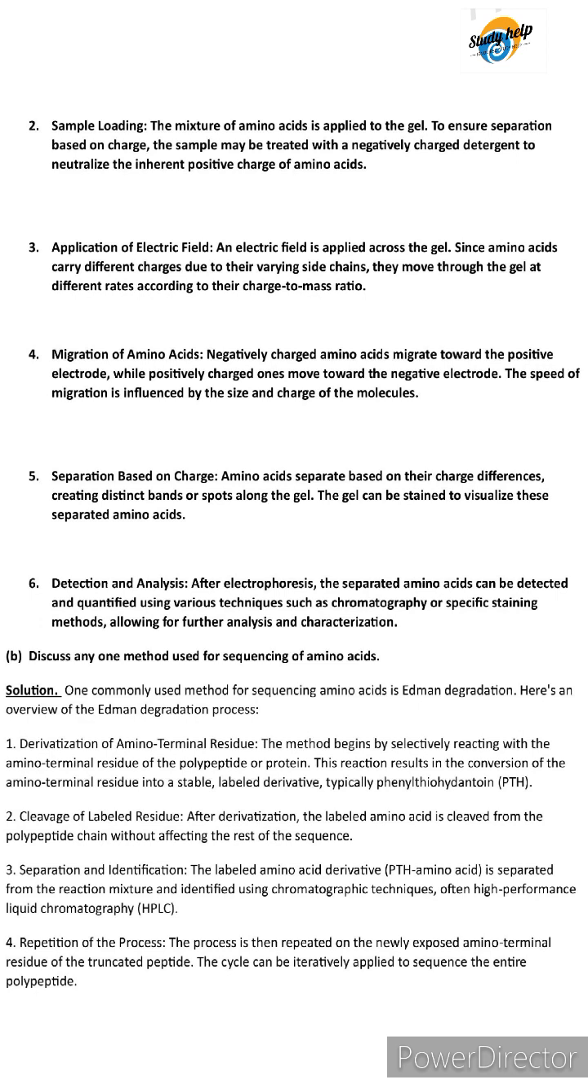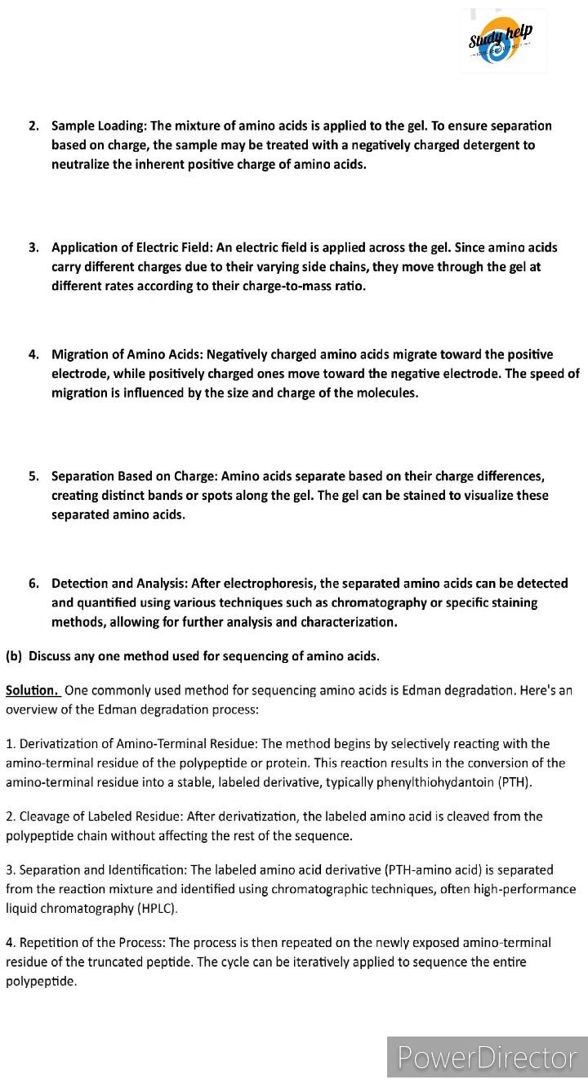1. Derivatization of amino terminal residue. The method begins by selectively reacting with the amino terminal residue of the polypeptide or protein. This reaction results in the conversion of the amino terminal residue into a stable, labeled derivative, typically phenylthiohydantoin, PTH. 2. Cleavage of labeled residue. After derivatization, the labeled amino acid is cleaved from the polypeptide chain without affecting the rest of the sequence.